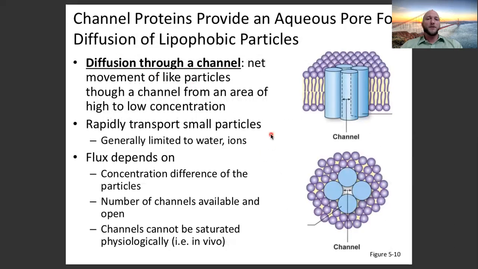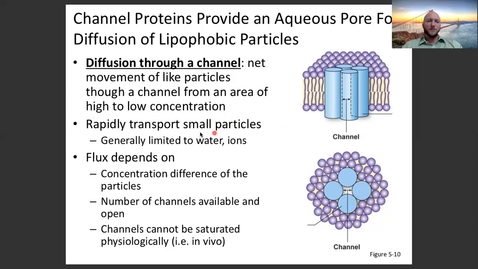Channel proteins provide an aqueous pore for diffusion of lipophobic particles. So how are we going to get those ions into our cells? And not just ions, other things like water also go through channels. So channels are net movement of particles through a channel from an area of high concentration to low concentration. Channels are tunnels. They're tubes. You can actually look at these on electron microscopes and you see a tunnel, a space where the particle moves right through.